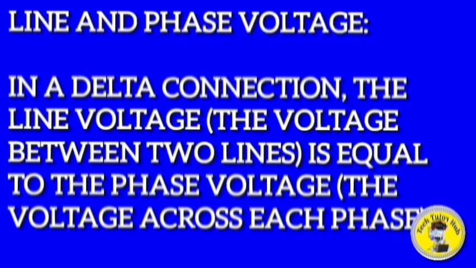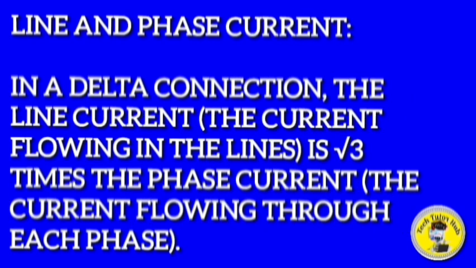Line and phase voltage. In a delta connection, the line voltage, the voltage between two lines, is equal to the phase voltage, the voltage across each phase. Line and phase current. In a delta connection, the current flowing in the line is root 3 times the phase current, the current flowing through each phase.